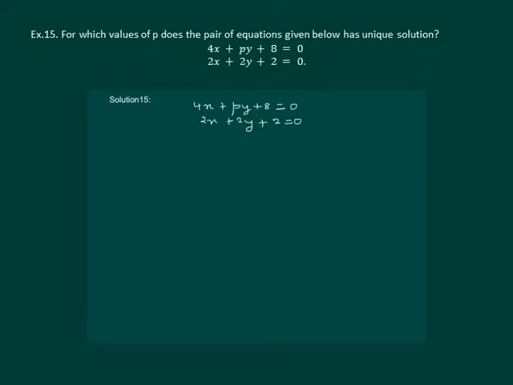Let us read the question. For which value of p does the pair of equations given below have a unique solution?